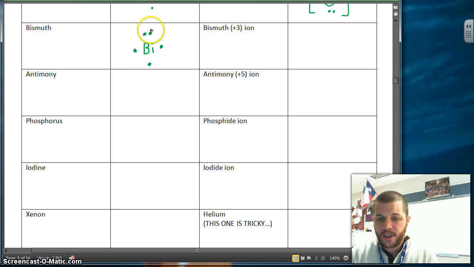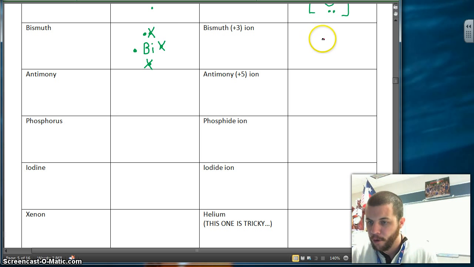So now the question is, which 3 is it going to lose? It needs to lose one of these 2 electrons here. So let's say it's going to lose this one. So we're going to get rid of that one, and then we can just pick any of the other 2. Okay, so now it's going to get rid of those 3 electrons to form this ion, bismuth.